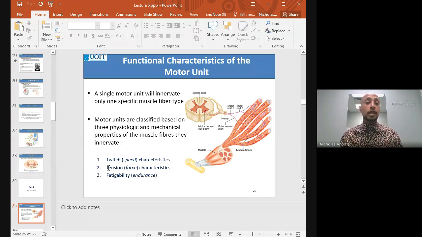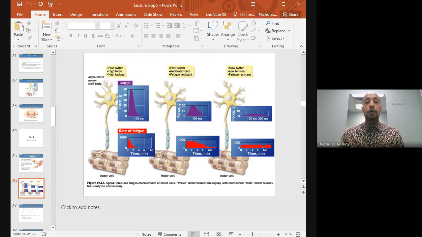The way that it's structured is that all of the fibers that are innervated by one motor unit all have the same characteristics, the same muscle fiber composition. Depending on their twitch speed, their tension ability, and their fatigability, all of the muscle fibers in that given motor unit are physiologically identical. So as these characteristics vary, we have varying degrees of slow twitch versus fast twitch muscles.